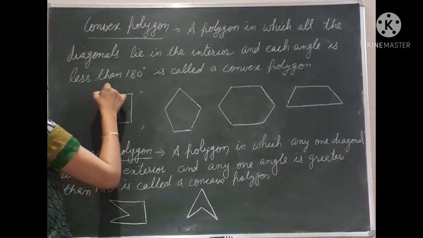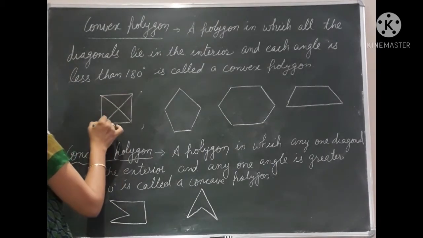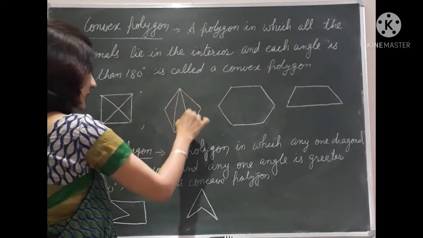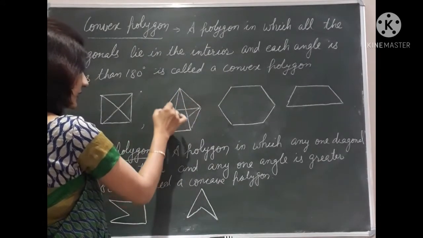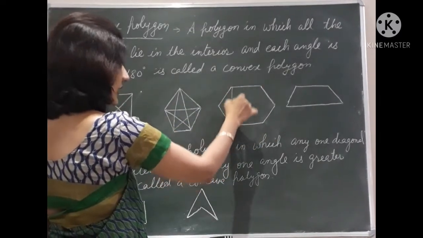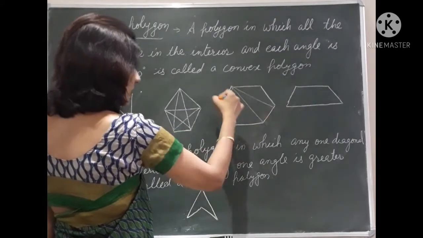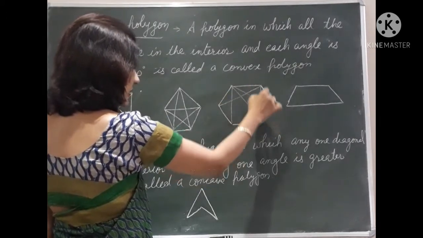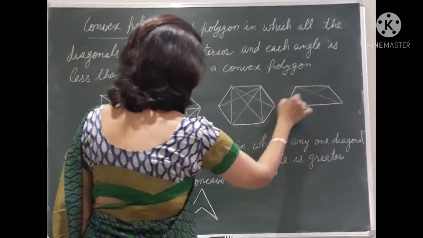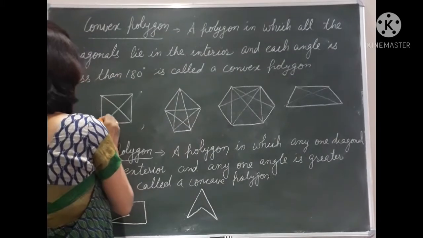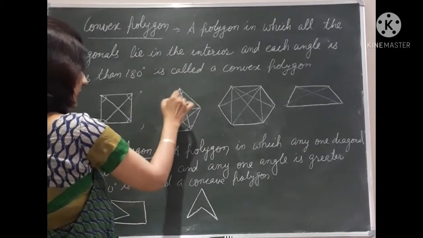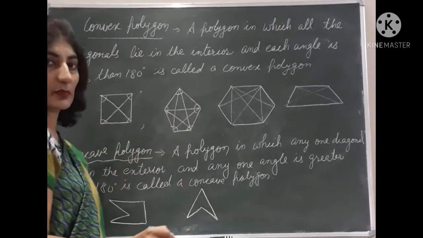Here the diagonal of this figure, one is here, it's lying in the interior. Diagonals of this pentagon also we have done just now, they all lie in the interior. Then diagonals of this six-sided polygon, you can say hexagon, also all lie in the interior. Similarly, diagonals of this figure also lie in the interior, and each angle of the figure will be less than 180 degrees. Then we call these convex polygons.